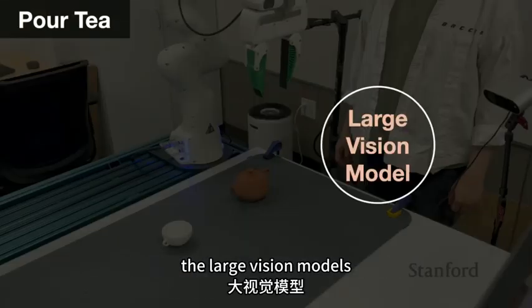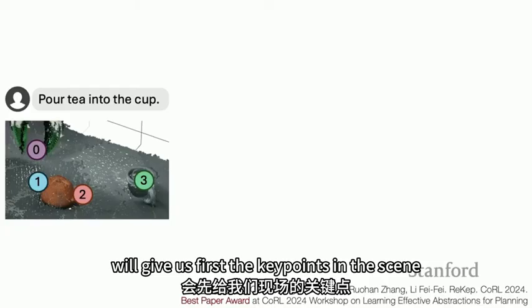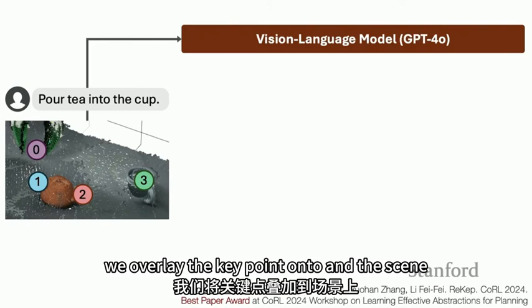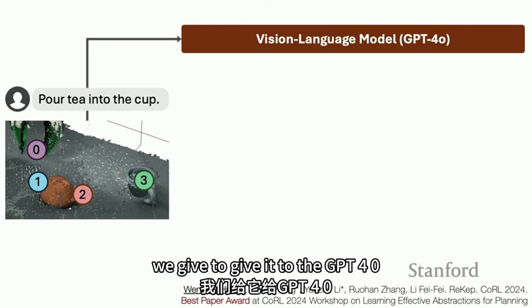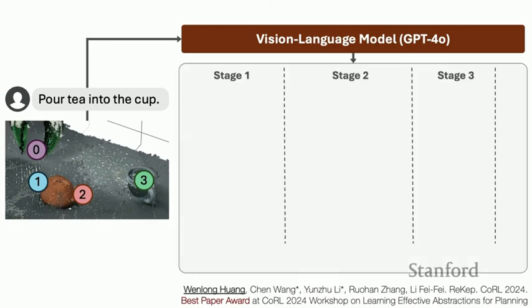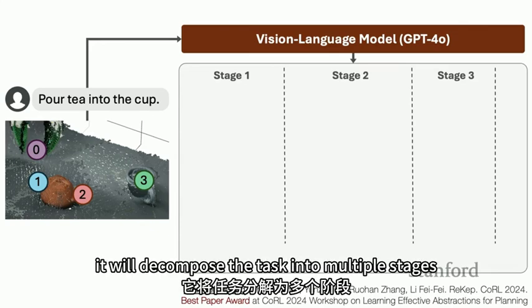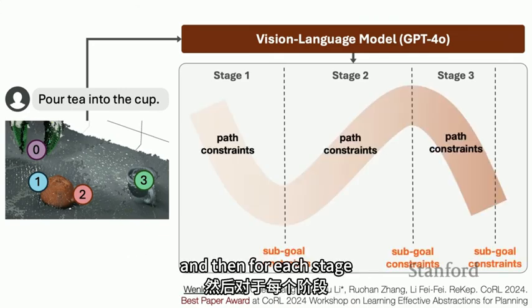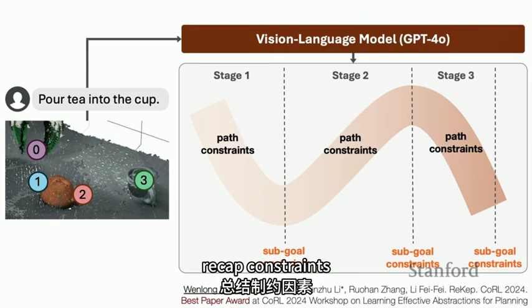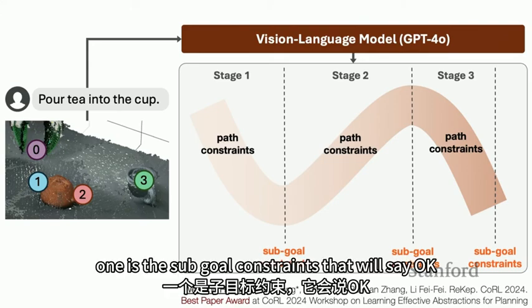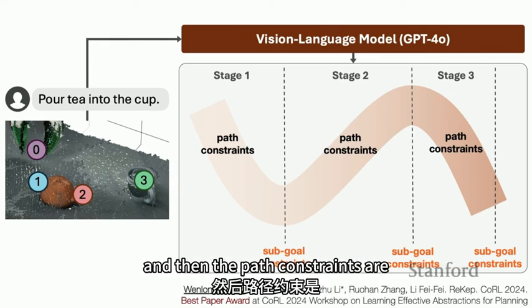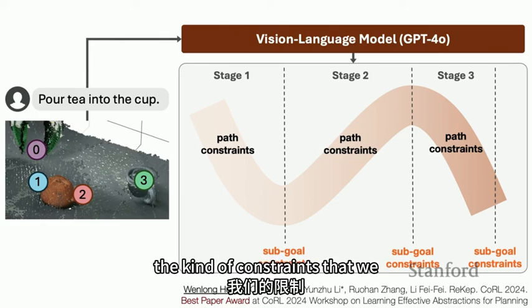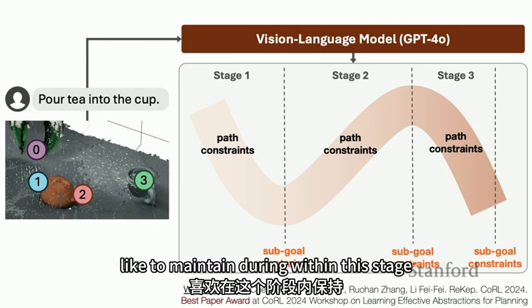Here, the large vision models will first give us the keypoints in the scene, and then we overlay the keypoints onto the image, as well as the instruction. We give it to GPT-4o, and it will similarly generate Python functions this time. But first, it will decompose the task into multiple stages. And then for each stage, it will generate two types of ReKep constraints. One is the sub-goal constraints that say what the robot should achieve at the end of this stage. And then the path constraints are the constraints that it wants the robot to maintain within this stage.